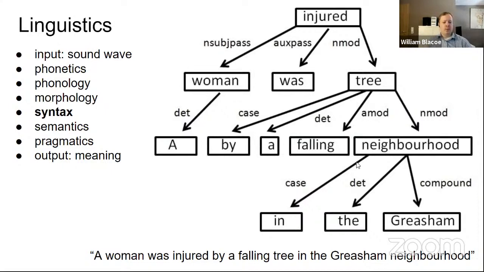And then here are the things modifying the tree. It's a tree, it's a falling tree, it's a tree in the Gresham neighborhood, right? And so the higher up a word is in the tree, the more of a fundamental role it plays in the meaning of the sentence, and the lower it is, the more of a modifying role the word plays.